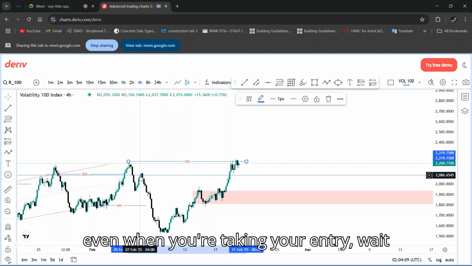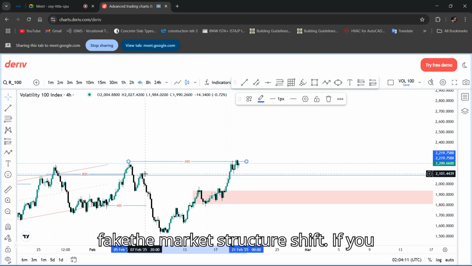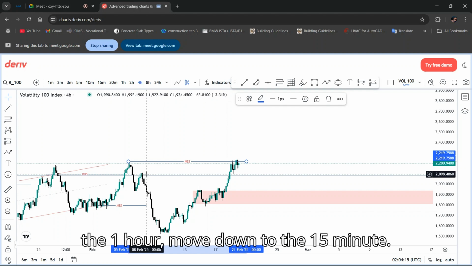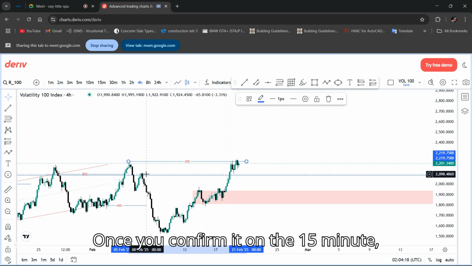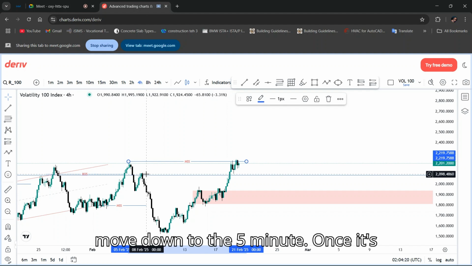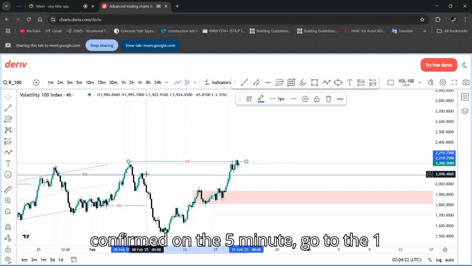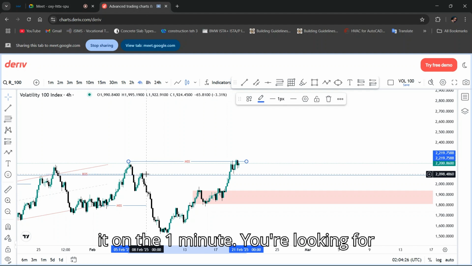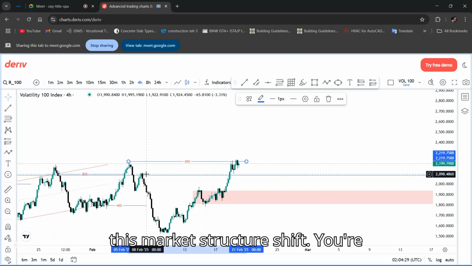Even when you're taking your entry, wait for the market structure shift. If you confirm the market structure shift on the 1 hour, move down to the 15 minute. Once you confirm it on the 15 minute, move down to the 5 minute. Once it's confirmed on the 5 minute, go to the 1 minute and enter after you confirm it on the 1 minute. See, you're looking for this market structure shift.